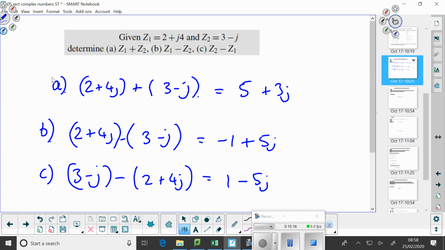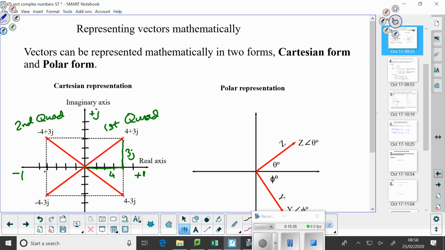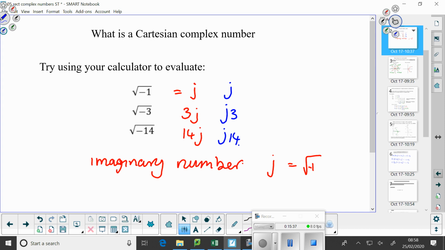Yeah, you can have the j first. Either way round, doesn't matter. And I think that's what I said earlier, actually, back when I first introduced j, but I said some textbooks will put it that way round. It doesn't matter which way you put it round. Alright.